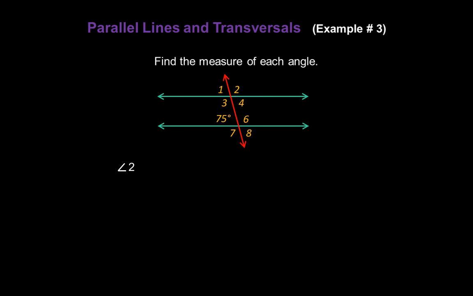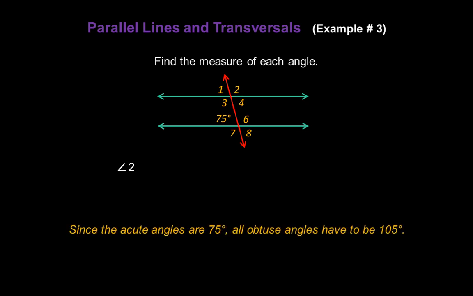The problem wants us to find the measure of angle 2 in the figure. Now, since the acute angles are all 75 degrees, we've been given one angle here, 75 degrees. That means all the obtuse angles have to be 105 degrees because an acute angle and an obtuse angle have to total 180 degrees. So in this case, since angle 2 is an obtuse angle, it's going to be 105 degrees.